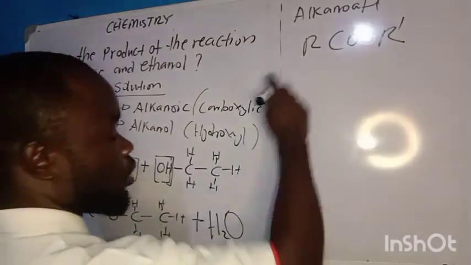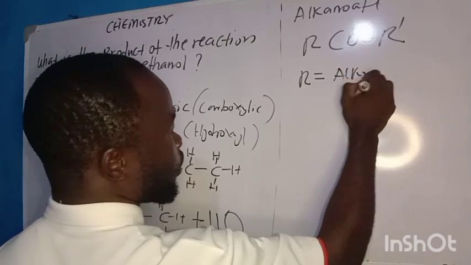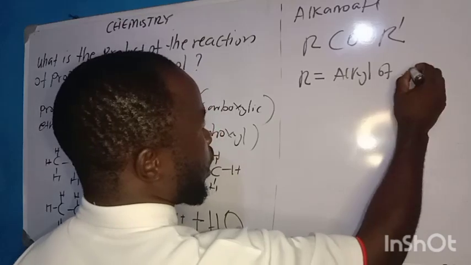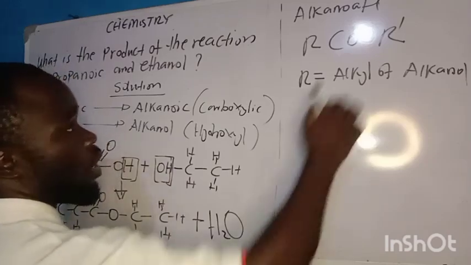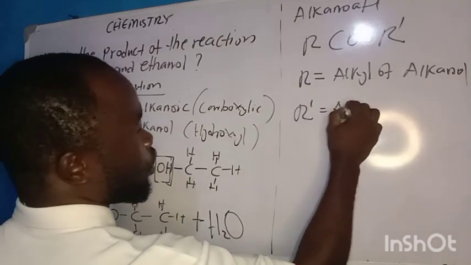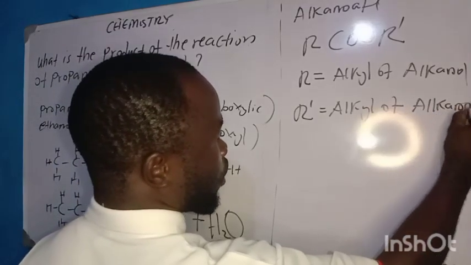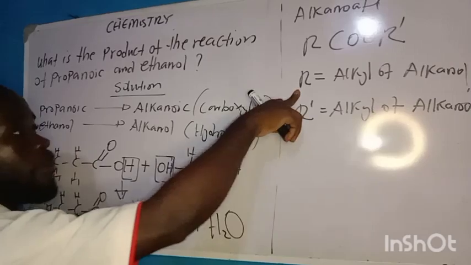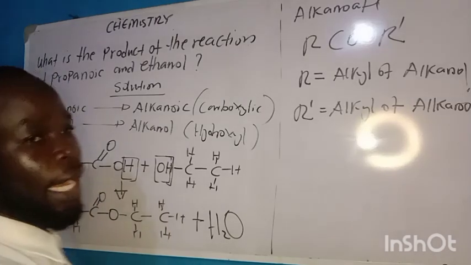Where R here is what? R equals the alkyl of the alkanol. Let me just put alkanol. Alkyl of alkanol, and R prime equals the alkyl of the alkanoic acid. So when naming the compound, you make mention of the alkyl of the alkanol first before you make mention of the alkyl of the alkanoic acid.